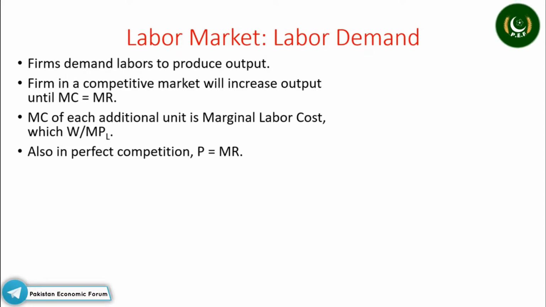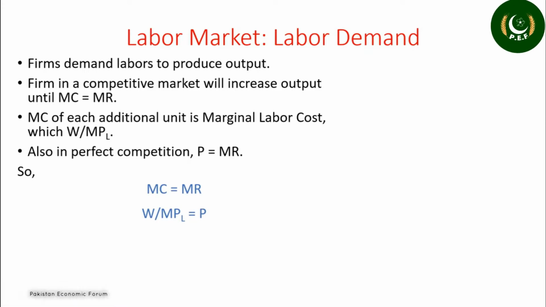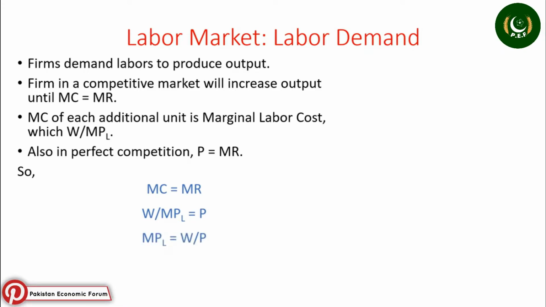Also, we know that in perfect competition, price is equal to marginal revenue, irrespective of whether the firms are operating at equilibrium or somewhere else. So, for profit maximization, MC must be equal to MR, and MC is the monetary wage rate divided by the marginal productivity of labor, and marginal revenue is equal to price. Rearranging, we get the marginal product of labor is equal to W over price.